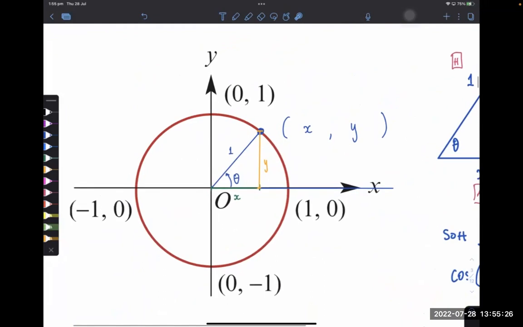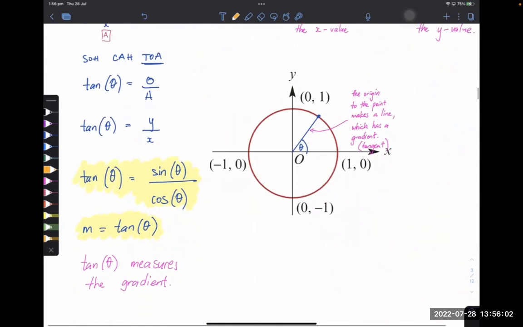So instead of writing x and y now, if we have our angle, we can rewrite x and y. I'll just do it so it's color-coded. We can rewrite x and y as the following. We can write it as cos of theta, because cos measures the x value. And for the y, we can write sine theta instead. Now, when we ask, okay, well, where's tan then? Where does tan come into play? Well, it measures the gradient.